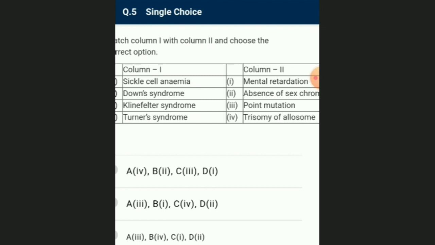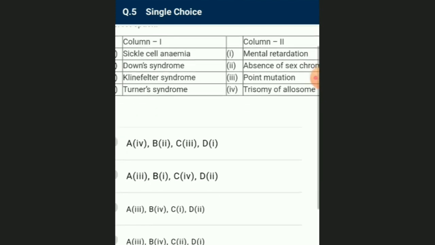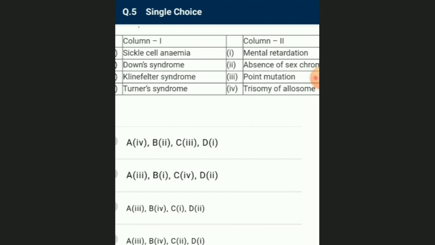C. Klinefelter syndrome. It was first described in 1942 by Klinefelter. The disorder develops due to the trisomy of the sex chromosome. The disease is seen only in males. It is an autosomal chromosomal abnormality. D. Turner syndrome. It was first described in 1938 by Turner. The disorder develops due to the monosomy of sex chromosome. This disease is seen only in females. It is an autosomal chromosomal abnormality. So the correctly matching option is option B.